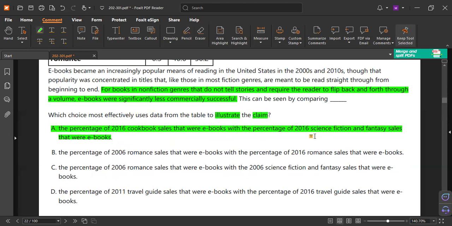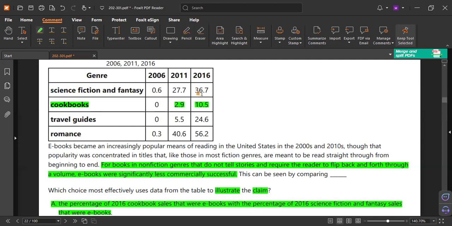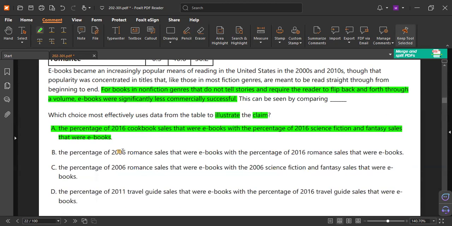See? So it is, yes, it's less commercial. Or this is part. And how about B? Romance. Romance is not related to commercial. Look, this one, or this one. That's why. So only cookbooks. Feel it? Do you understand?